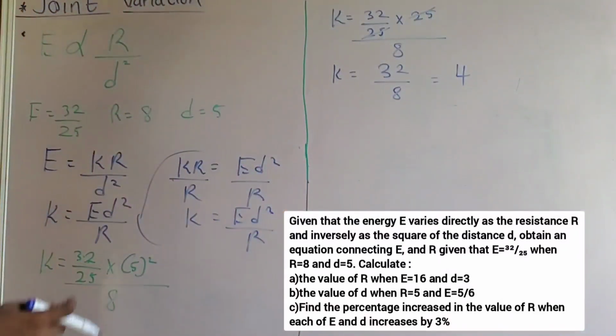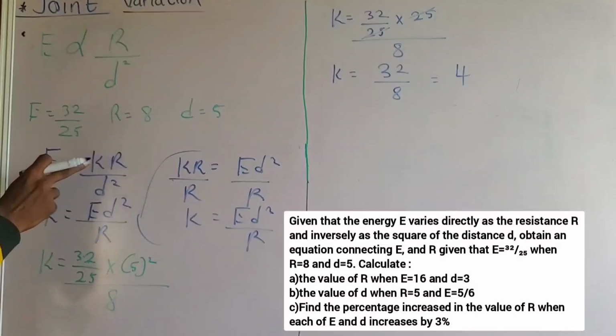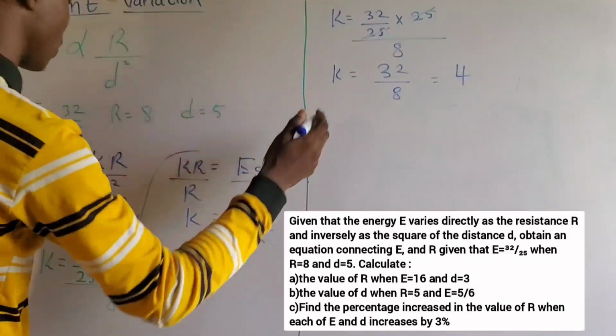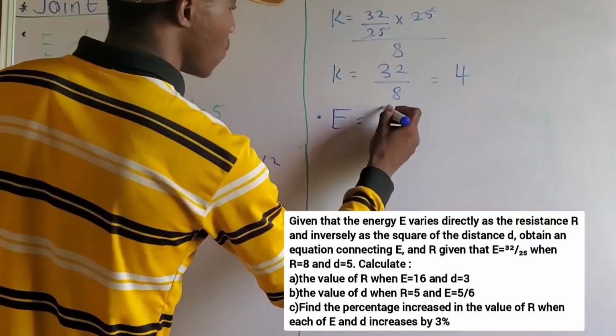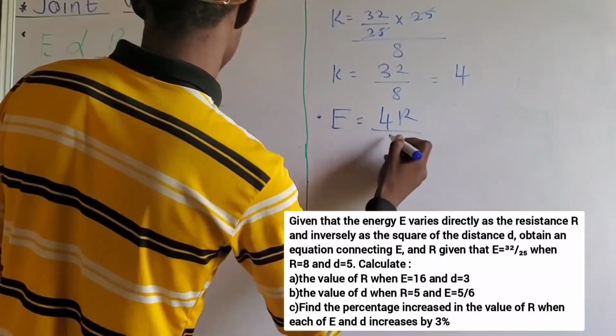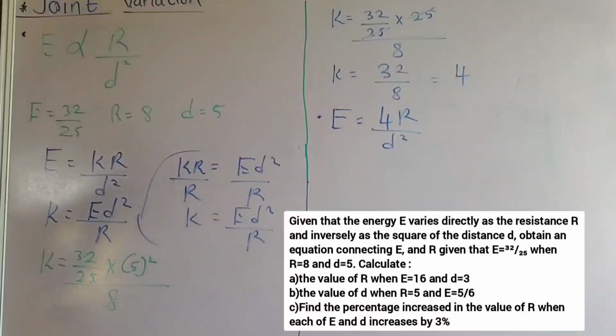Now, having gotten the value of K as 4, we can now write out the relationship that exists between E, R, and D. We are going to substitute the value of K into this formula as 4. So I'm going to have the first question there, E equals 4R all over D squared. That is the relationship connecting E, D, and R as stated in the question that we should look for.